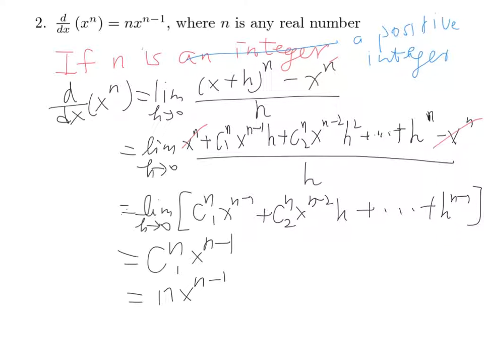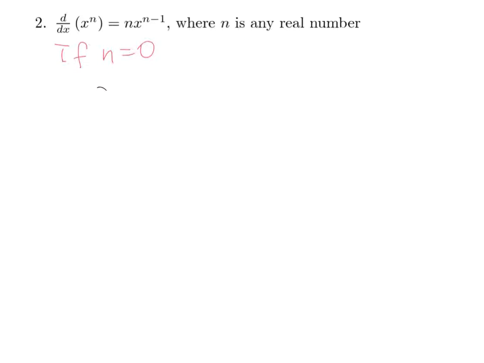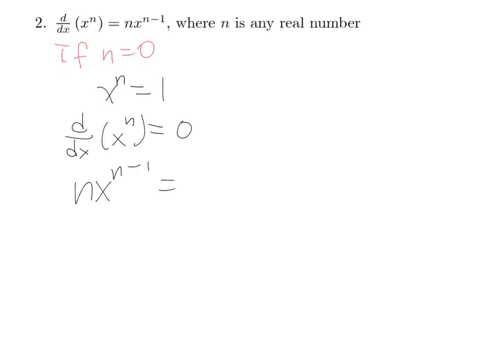So our next step is to show this rule when n is 0 and when n is a negative integer. If n is 0, x to the power n is x to the power 0, so it is 1. So d x to the power n over dx is d1 over dx. That is the derivative of a constant with respect to x, so it is equal to 0. And n times x to the power n minus 1 is also equal to 0 because n is 0. So we have this rule when n is equal to 0.